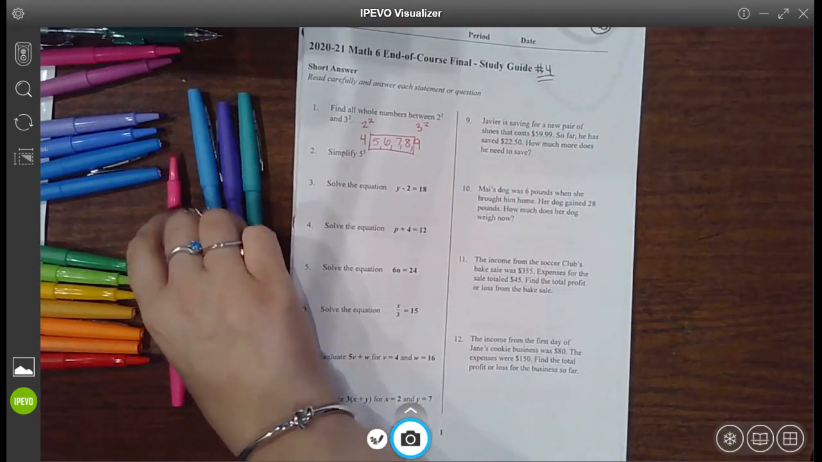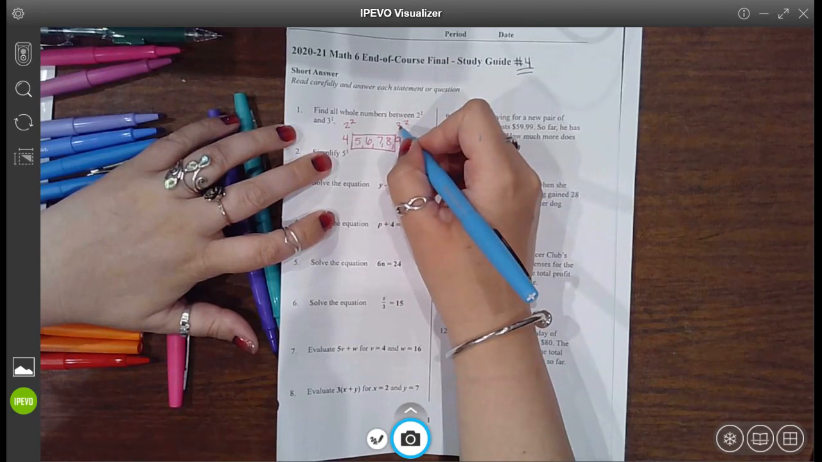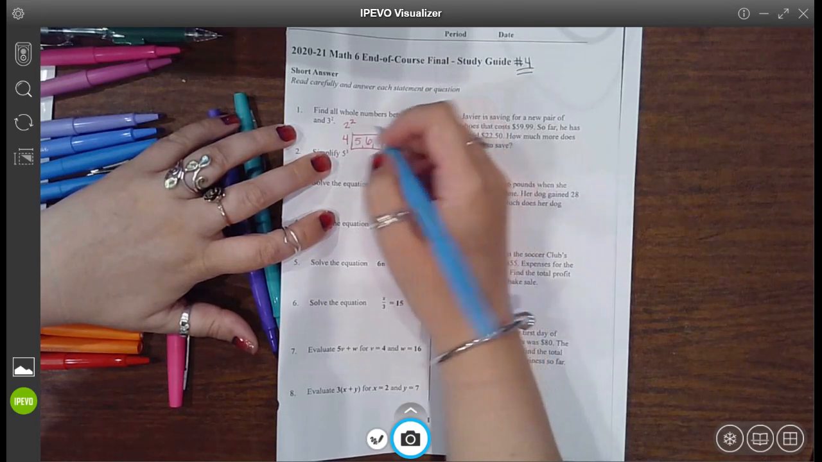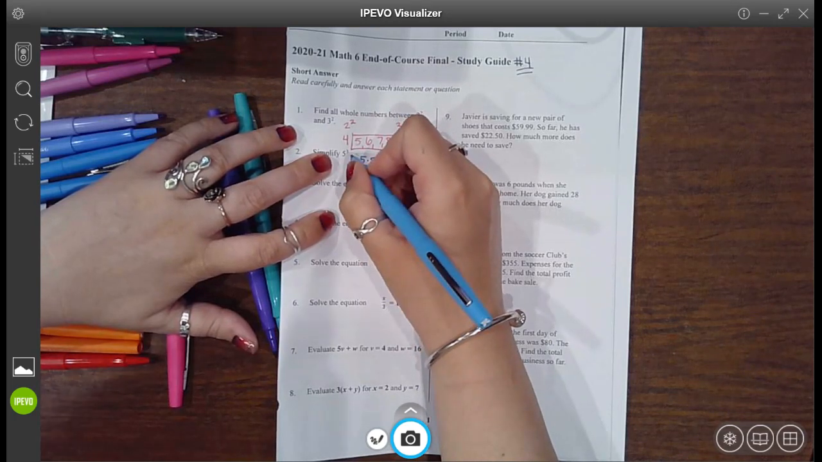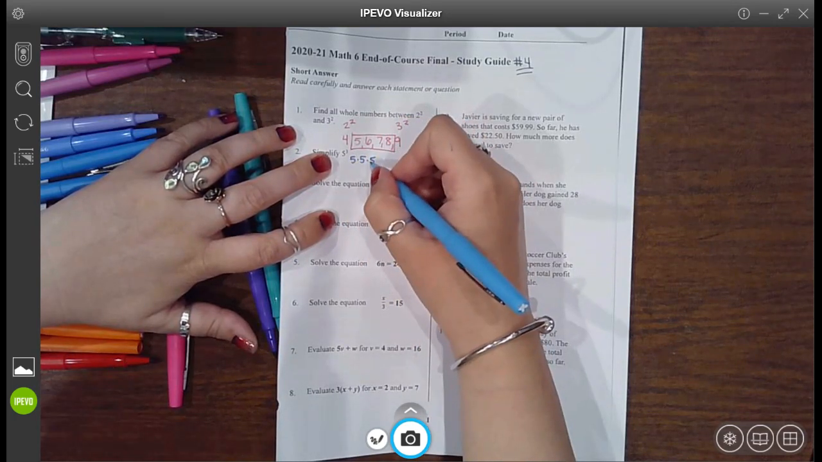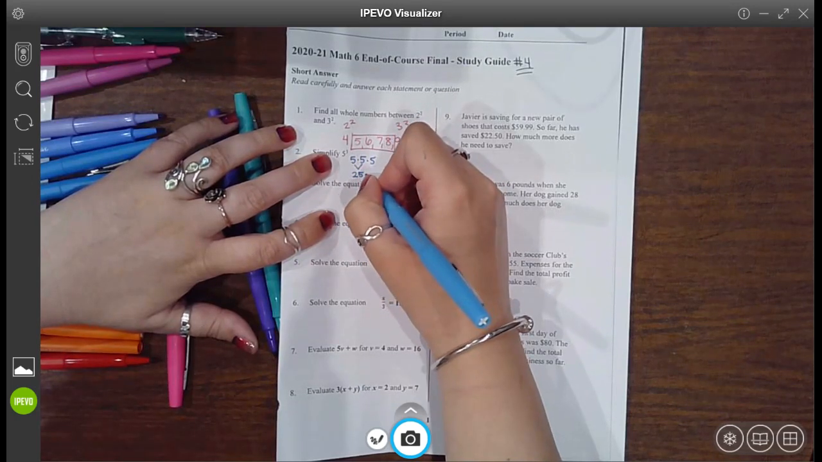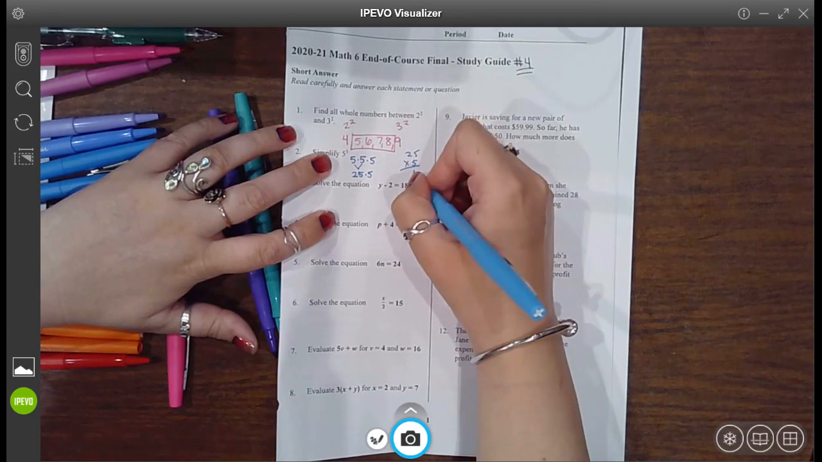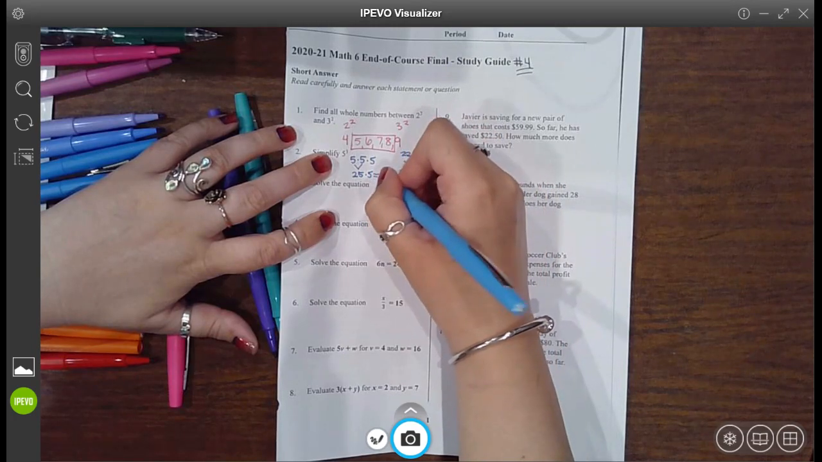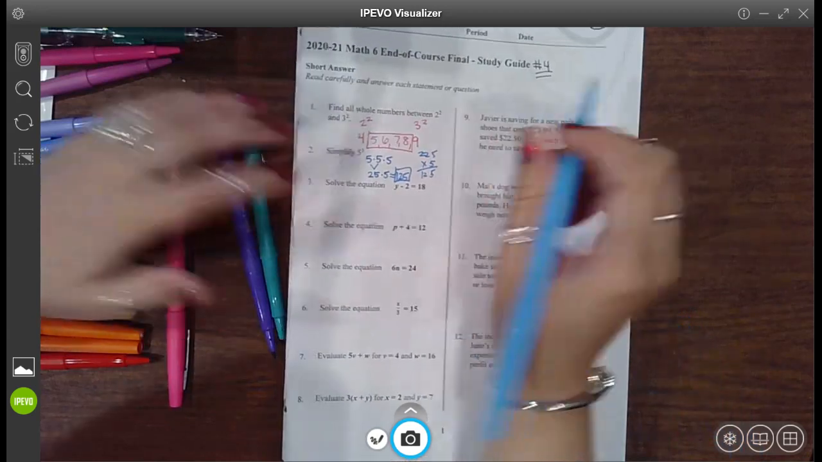For our next one, it says simplify 5 cubed. So the last one was 3 times itself 2 times to give us 9. This one is 5 times itself 3 times because that's the exponent. So 5 times itself 3 times is, well, 5 times 5 is 25. Bring down the other 5. And 25 times 5, that's 125. So 125 is what 5 cubed, or 5 to the 3rd power, is.